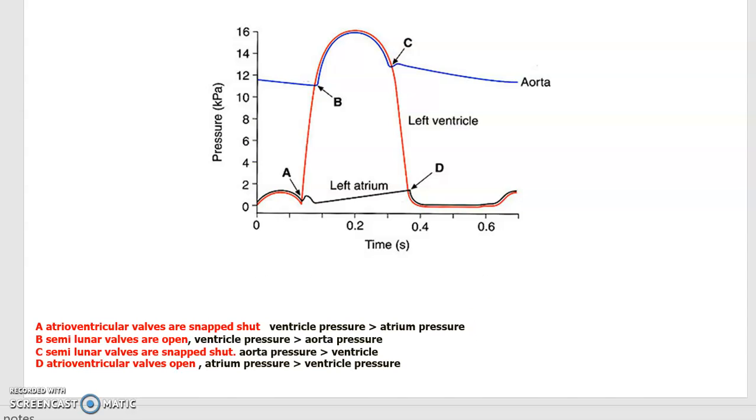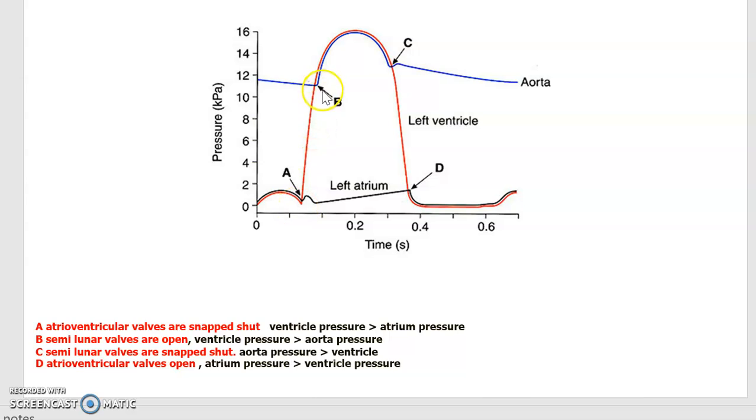Now, this is a bit of a favorite with the examiners, so take care to unpack this and understand it. But if we look at this part of the graph here for A, what you should see is that the pressure in the ventricle is greater than the pressure in the atrium. So that's when you get this snapping closed of the atrioventricular valve, and that causes the lup sound of the heartbeat.